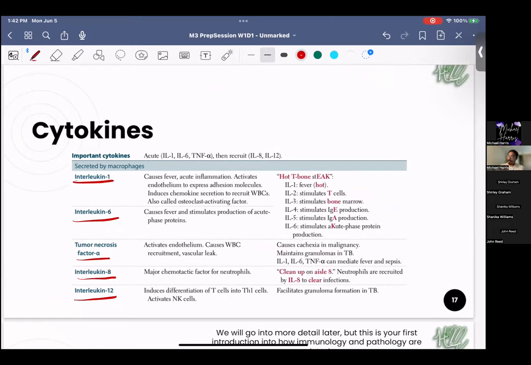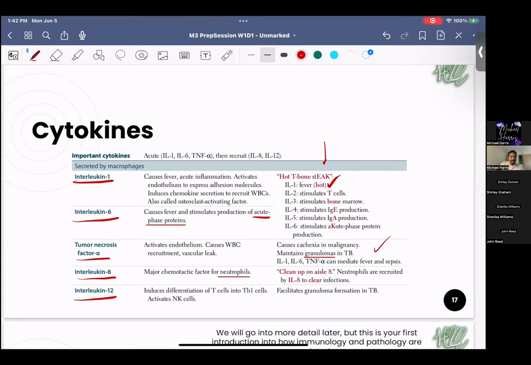Now, these guys do different things. IL-1 is big for fever. You're going to see that here in a minute. TNF is big also for fever, but also deals with something called granulomas. And we're going to talk on that when we go to pathology. IL-8 is really big for neutrophils. IL-6 is something known as an acute phase reactant. So when you get infected with some inflammation, IL-6 is produced, as well as all the other ILs and TNF-alpha.